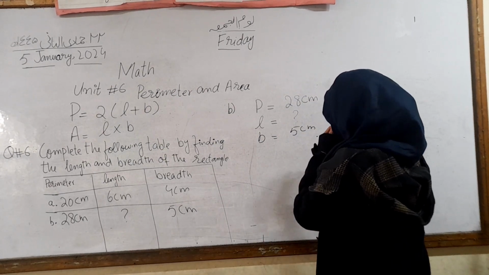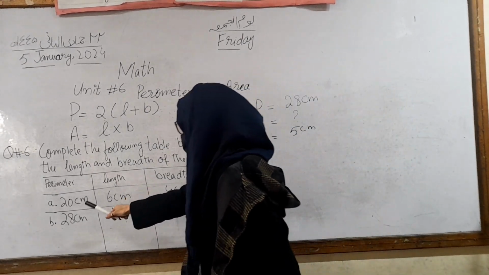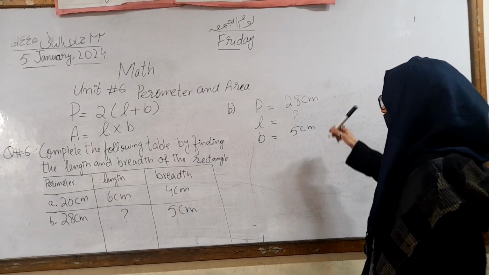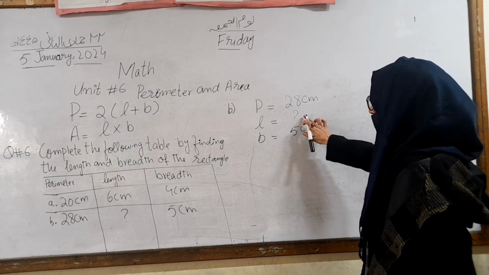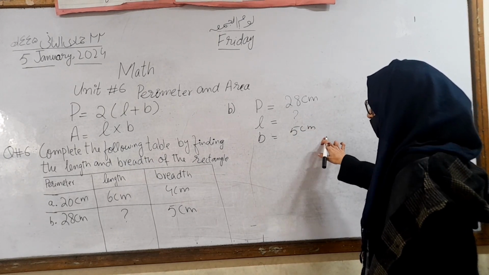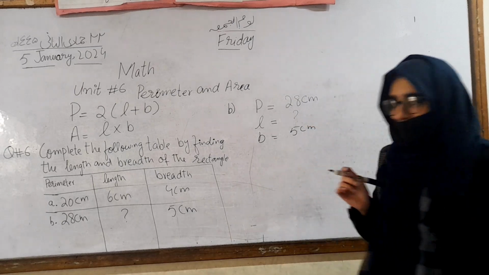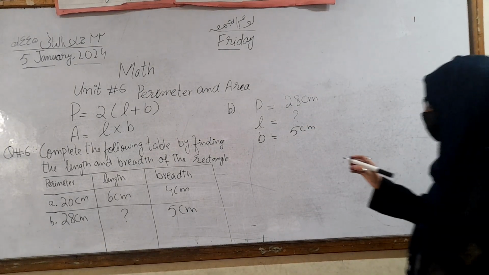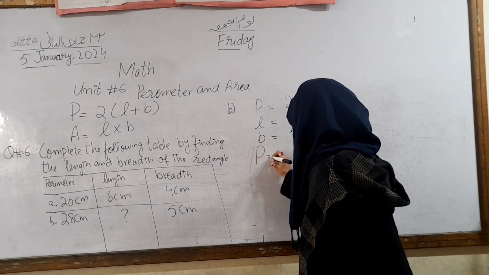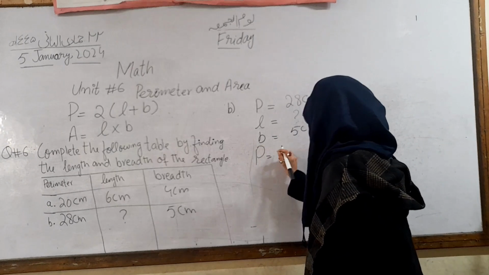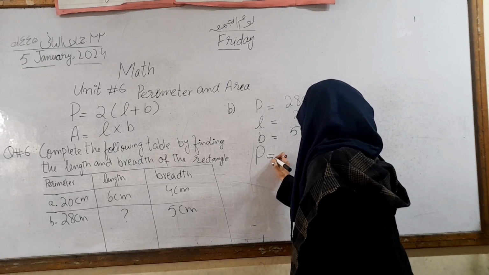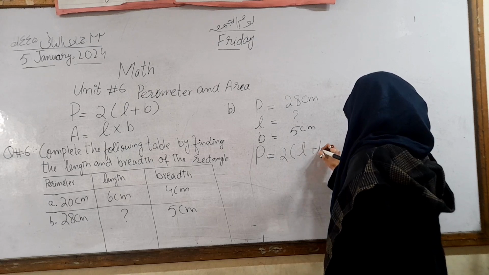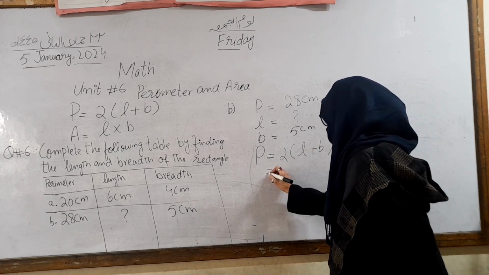In the previous question we had breadth and perimeter and we had to find length. But in this question, in this B part, we have perimeter 28 centimeter, length you have to find, and breadth is 5 centimeter. What is the formula of perimeter? Good. The formula of perimeter is P is equal to 2 bracket length plus breadth, and the bracket is closed.